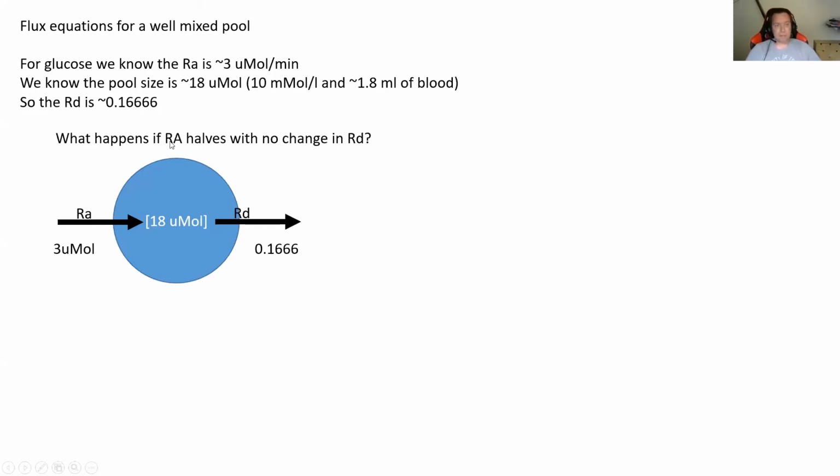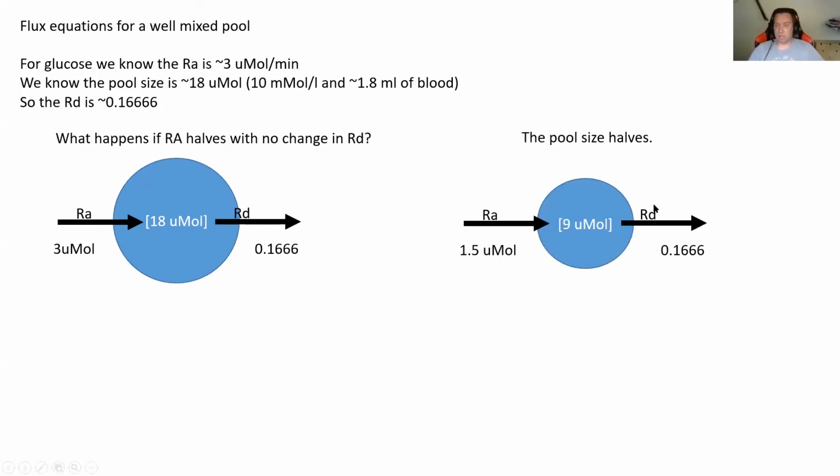So what happens if the RA halves with no change in RD? So suddenly we drop our glucose production from our liver from 3 micromoles to 1.5 micromoles. It is not the case that the mouse will just become hypoglycemic and die. Instead, what will happen is that the pool size will shrink until 0.166 times the pool size, in this case 9, times 0.166, matches the 1.5 micromoles of the RA.